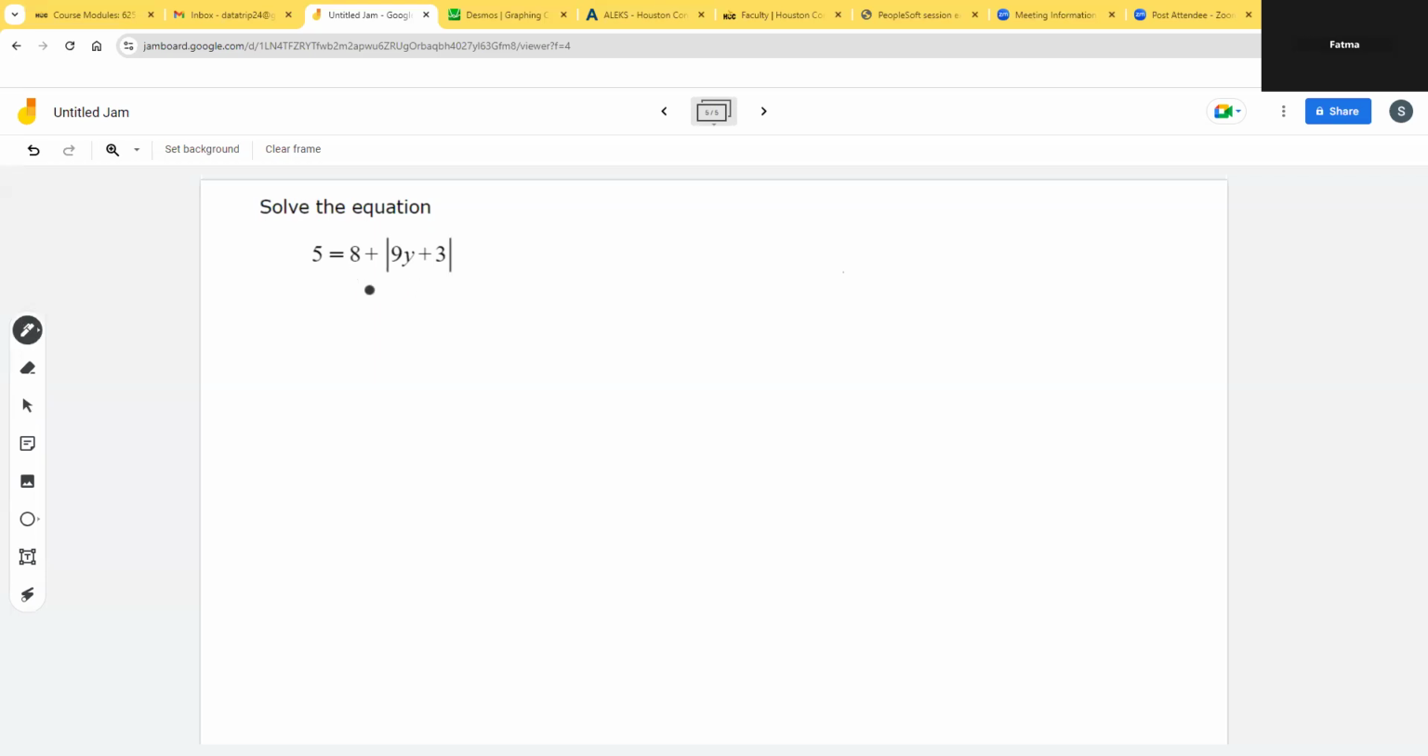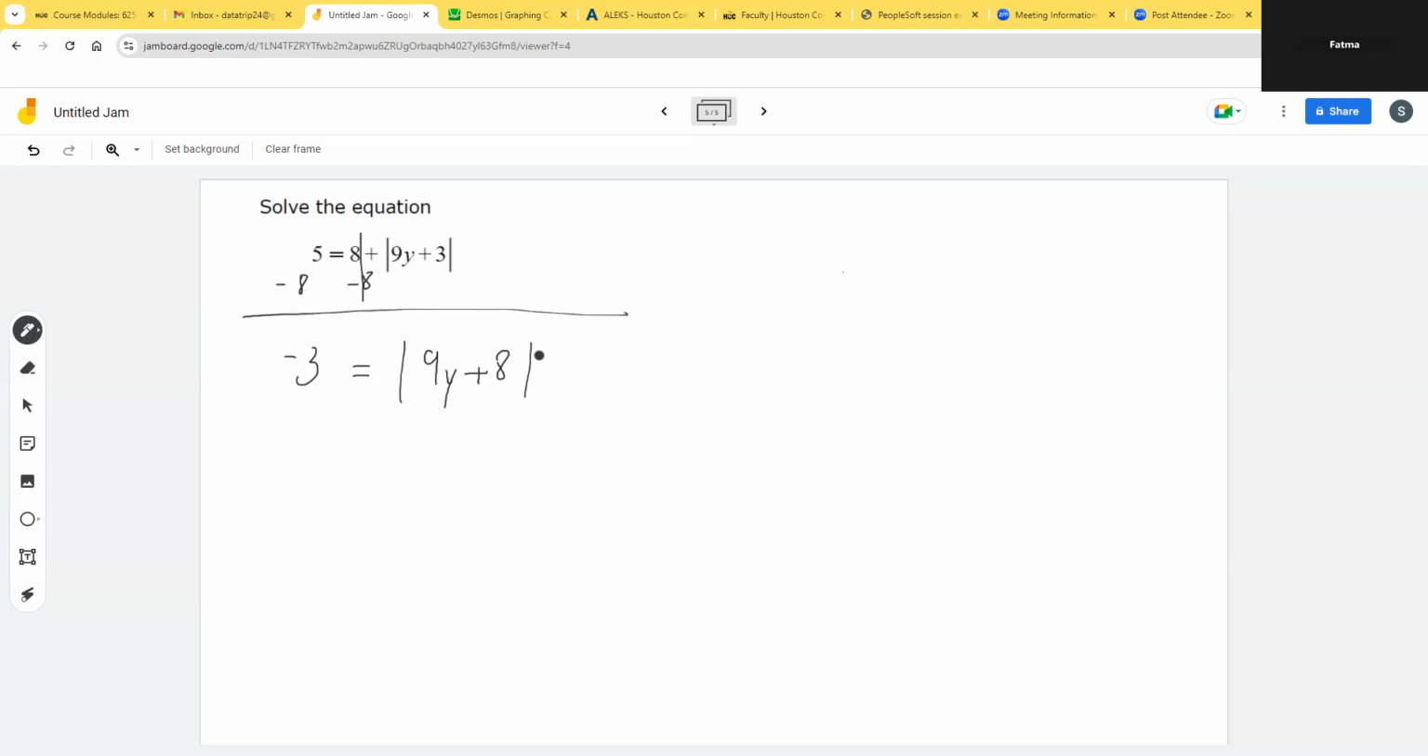Okay, so with this question, in order to isolate the absolute value, what am I supposed to do? Subtract 8 on both sides. So these two cancel out. What is 5 minus 8? Negative 3 is equal to the absolute value of 9y plus 8.